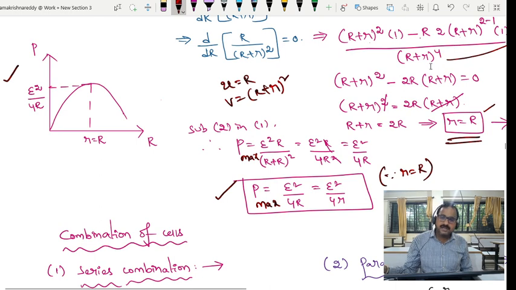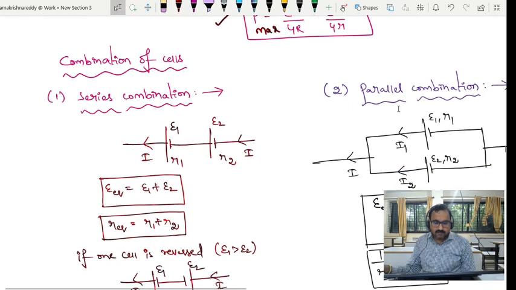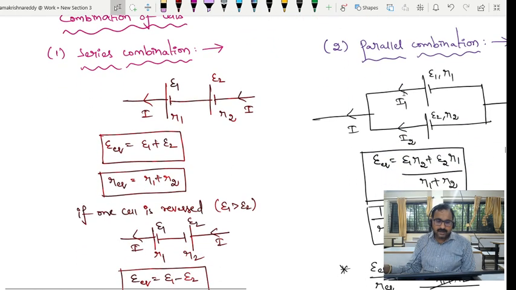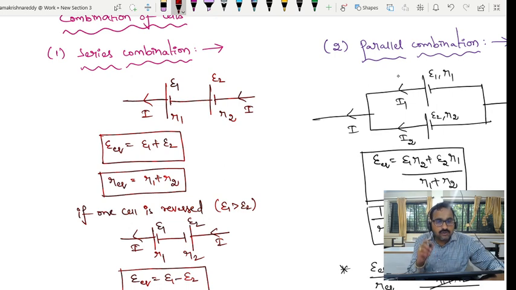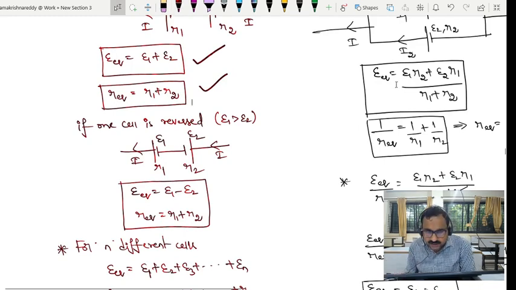Next, combination of cells, series combination and parallel combination. These are also easy only. So series combination and parallel combination of cells we are discussing. When two cells having the EMFs E1 and E2 and internal resistances R1 and R2 are connected in series, what formula are you getting there? Equivalent EMF and equivalent internal resistance. Suppose one of the cells is reversed, then its EMF is negative only. So E equivalent is equal to E1 minus E2, but R equivalent will be the same, R1 plus R2 only.